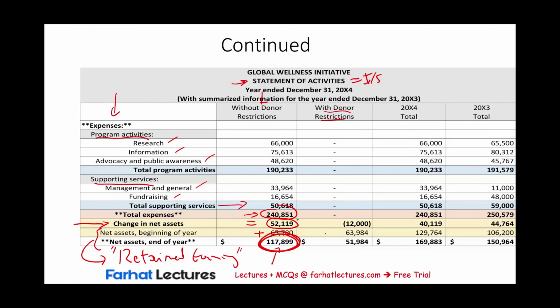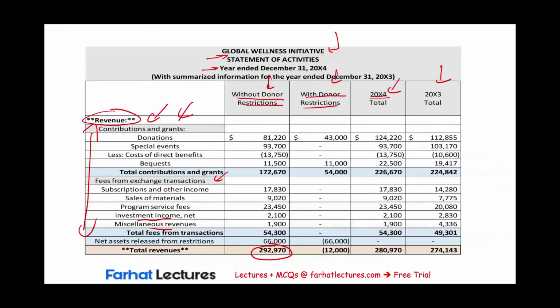With donor restriction, the change in net assets is negative 12,000, which is net income, a loss of 12,000 in quotes. Then we add net assets at the beginning of the year, which was positive 63,984, which gives us net assets at the end of the year of 51,984.